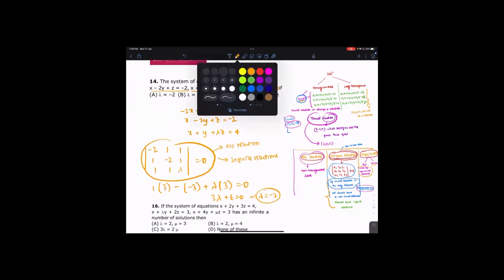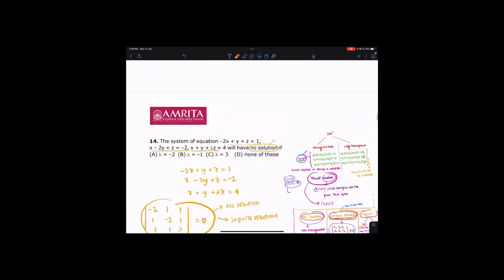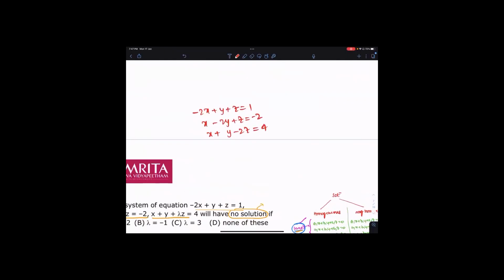Now what you do is substitute lambda equals minus 2. What are we getting? Minus 2x plus y plus z equals 1. This is the important step. x minus 2y plus z equals minus 2. Yeah, there is Cramer's rule to do it, but always follow this. Why, I will tell you, there is a reason. x plus y minus 2z equals 4. Now just do one simple step, because when you are using Cramer's rule, you have to solve for 4 different determinants, which is difficult.